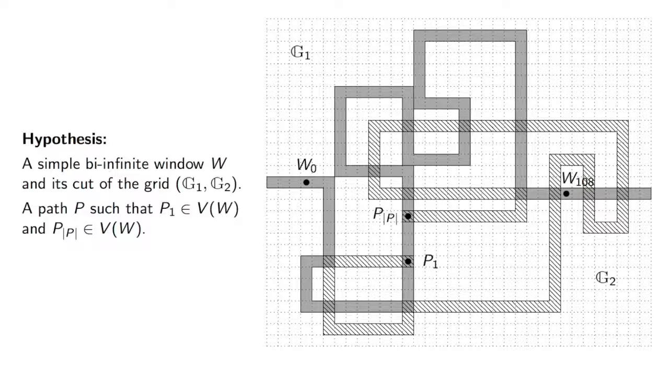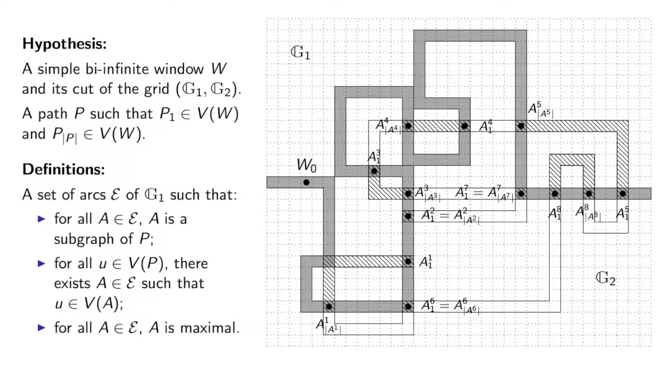This construction is done in 3 steps. In the first step, we remove all the positions of the path P which do not belong to G1. We regroup the remaining ones into arcs of G1. In this example, the path P is in white and the positions of P which belong to G1 are hatched. Now we regroup these positions into arcs. In this example, we obtain 8 arcs of G1.